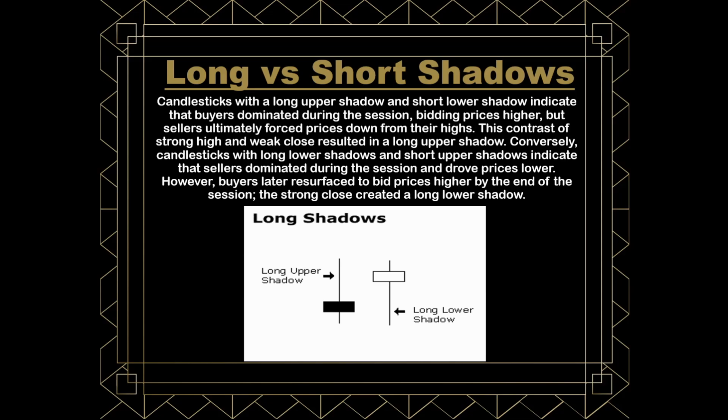Conversely, candlesticks with long lower shadows and short upper shadows indicate that sellers dominated during the session and drove prices lower. However, buyers later resurfaced to bid prices higher by the end of the session. The strong close created a long lower shadow.